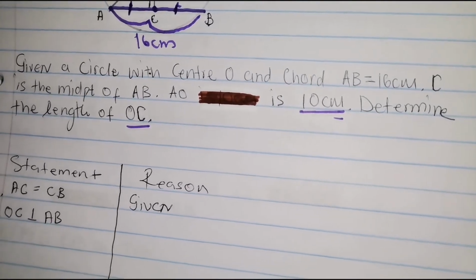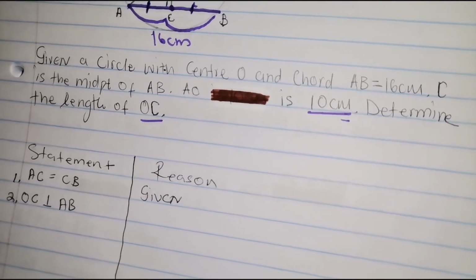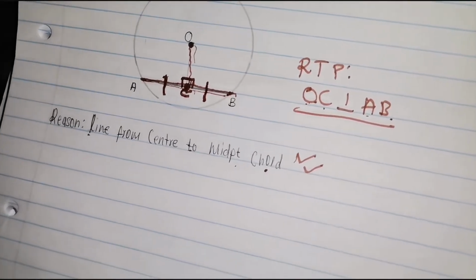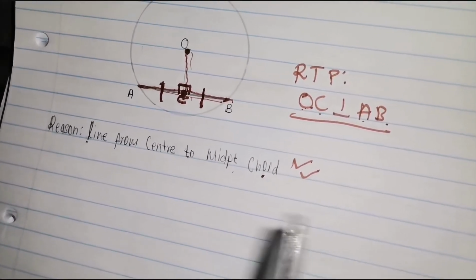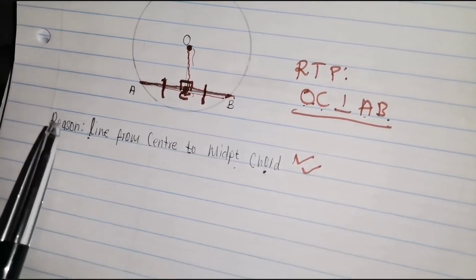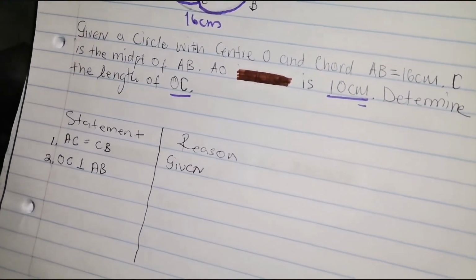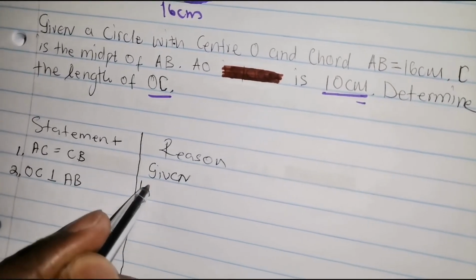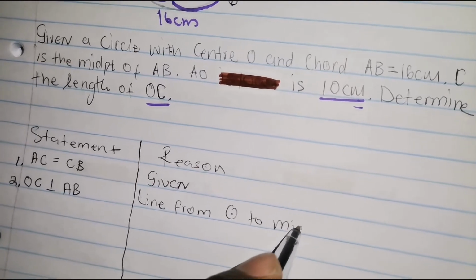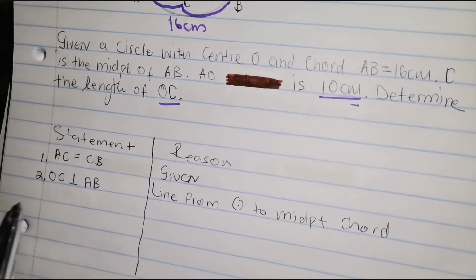Reason, guys. Remember, I've told you the reason. Let's go back so you can remember where it comes from. When I'm given a chord that is bisected, and OC is perpendicular to AB, that means we have a line from center to midpoint of chord. I hope you understand where this comes from.